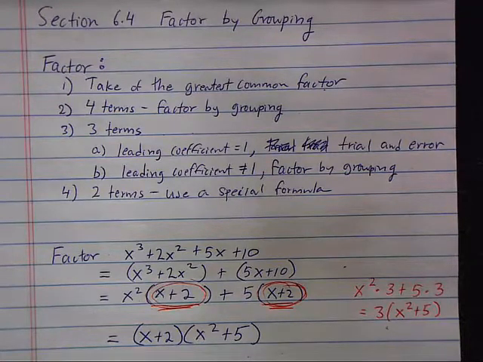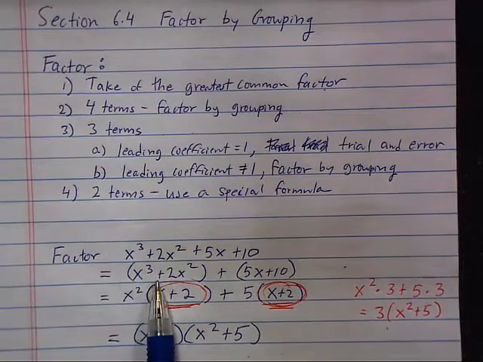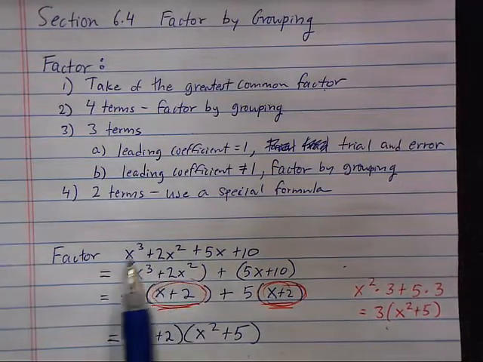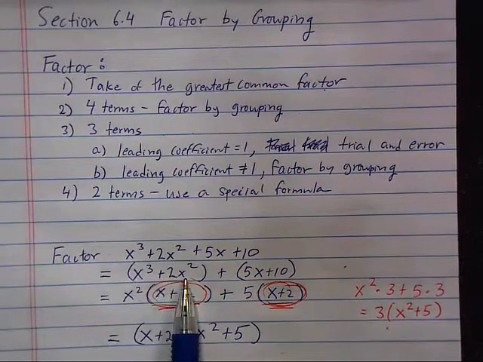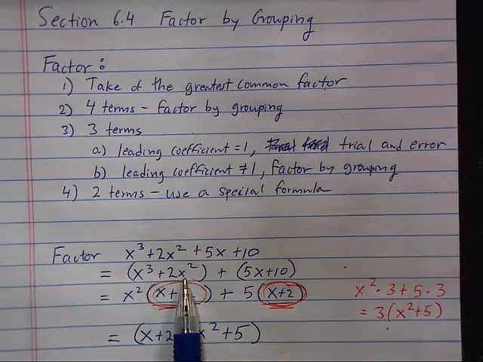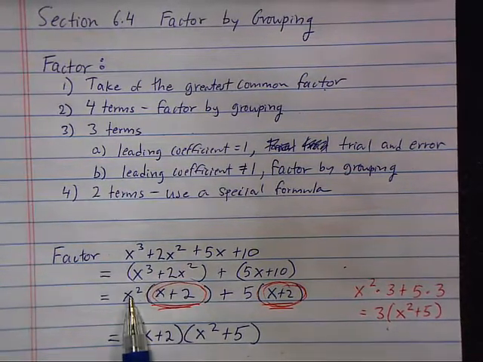Why isn't it? So you did it backwards? Well, this one isn't really FOIL backwards. But how did I get x squared? Because back up here, when I had x cubed plus 2x squared, what was common with x cubed and 2x squared? X squared was the common thing.